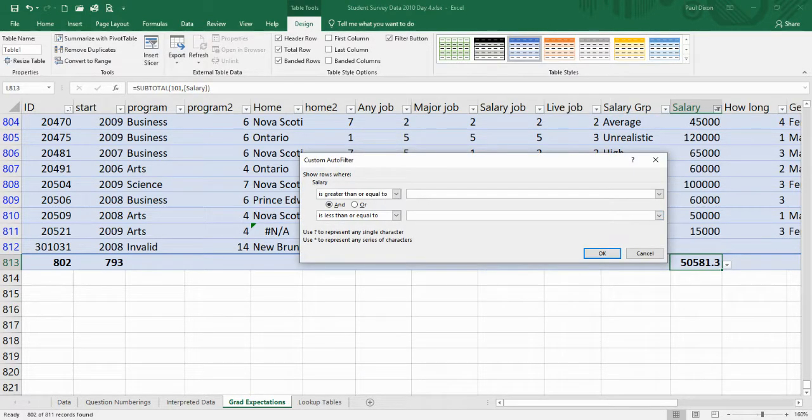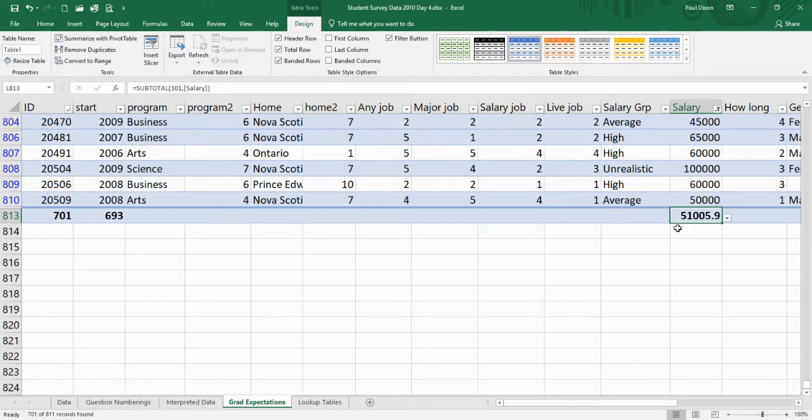I'm going to do is greater than or equal to 20,000. Don't put any commas in. And less than or equal to what? 100,000? I think a lot of us would love to graduate and get $100,000 2 years after we graduate. So I can put that in.